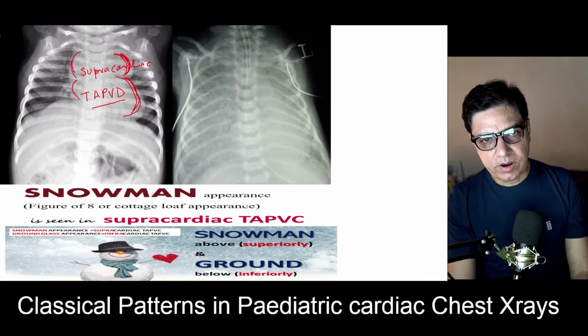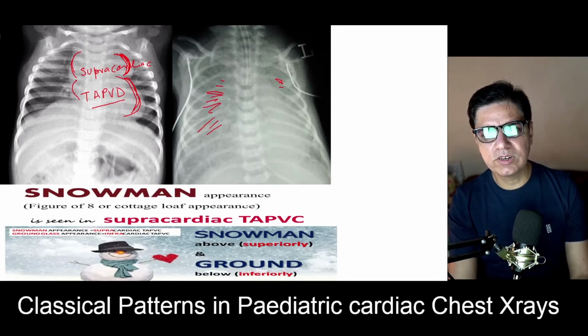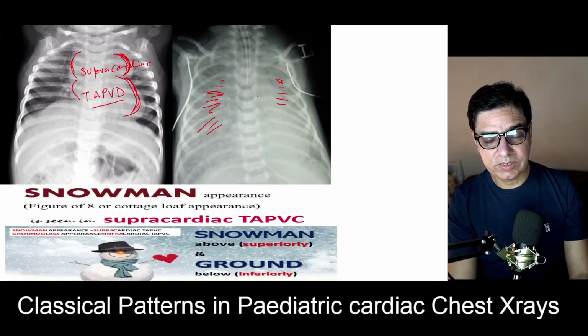If it is the infracardiac type, if the pulmonary veins are opening into the inferior vena cava, then you would see a ground glass appearance, and this is because of the congestion. Can you see, as if somebody has taken a glass and they have ground it? So ground glass appearance of the thorax. Obviously, if somebody asks you what is the most common cause of ground glass appearance, that is neonatal respiratory distress syndrome, which occurs in premature babies.